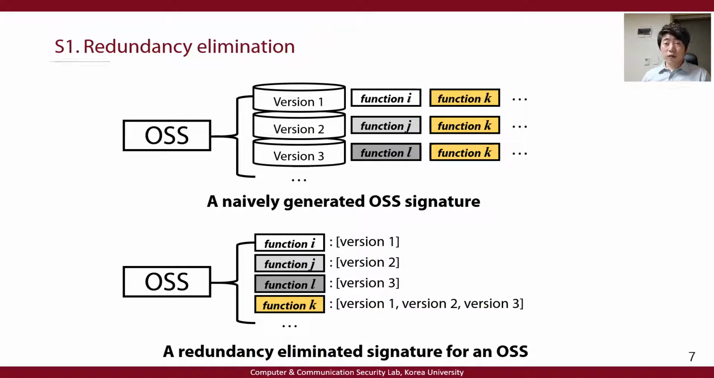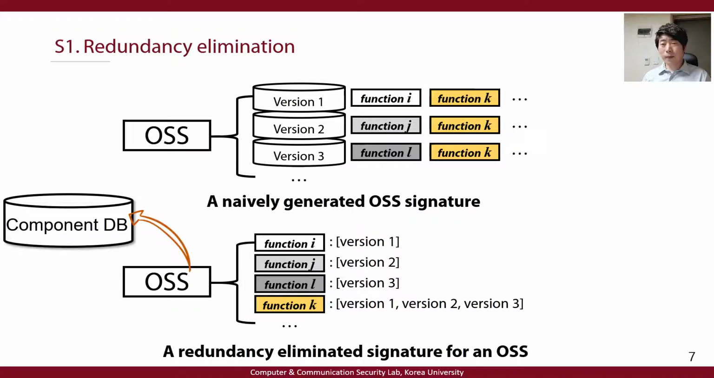Therefore, we decided to store redundant functions only once in the OSS signature. Note that we store the hash value of the function source code and also record the versions that each function belongs to, as shown in the below figure. All the created signatures for every collected OSS are stored in the component DB.